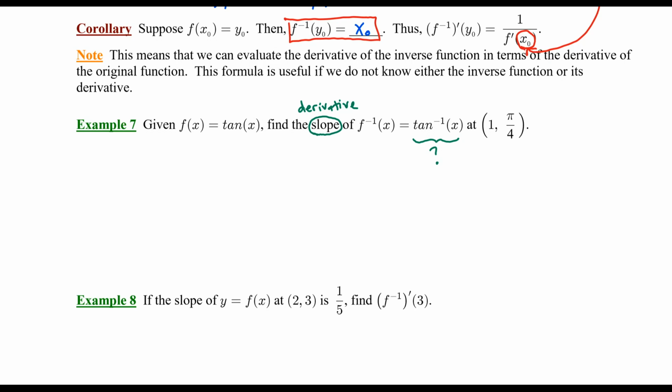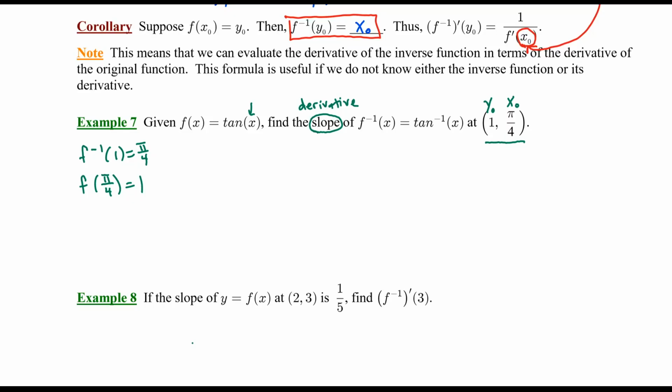But remember, because of our theorem, we don't have to be able to find the derivative of the inverse function if we know the original function, because there's a relationship between the derivative of the original function and the derivative of the inverse function. Now, it'll be really helpful on this problem if we can identify x naught and y naught. Notice that the given ordered pair belongs to the inverse function. We know that inverse tangent of 1 is equal to pi over 4. So y naught here is 1 and x naught is pi over 4.